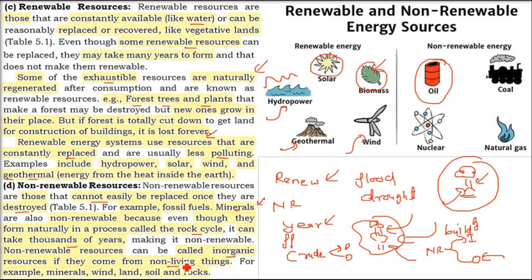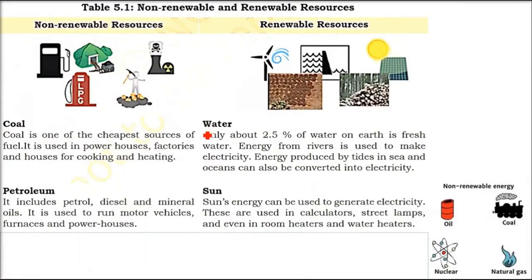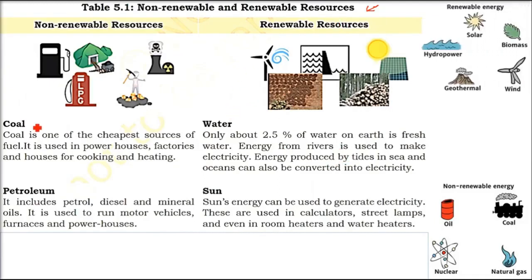So we can give an example of inorganic as minerals, because rocks are not living, wind, land, soil and rock. So let me tell you again, there are different categories. We talked about exhaustible and inexhaustible. We talked about renewable and non-renewable resources. Non-renewable resources can be categorized again into inorganic and organic. Non-renewable resources and renewable resources. So we know that non-renewable resources cannot be renewed. They cannot replenish themselves. Renewable resources will replenish themselves.